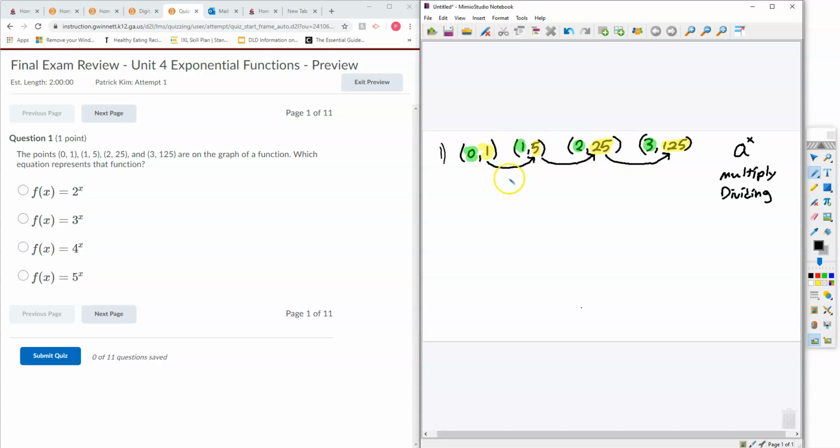So 1 to 5 is times 5. 5 to 25 is times 5. 25 to 125 is also times 5. I'm going to change this to a b just for the sake of our formula. Remember, the equation is a times b to the x power. B is the pattern. A is the initial value.